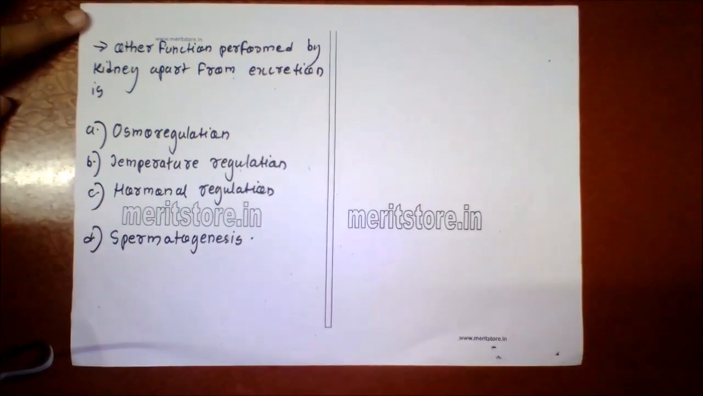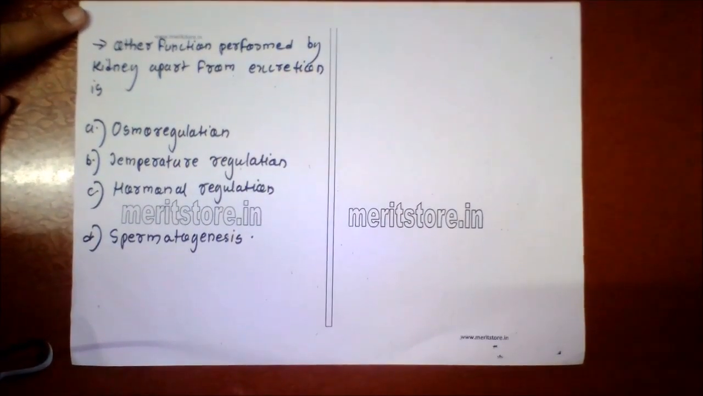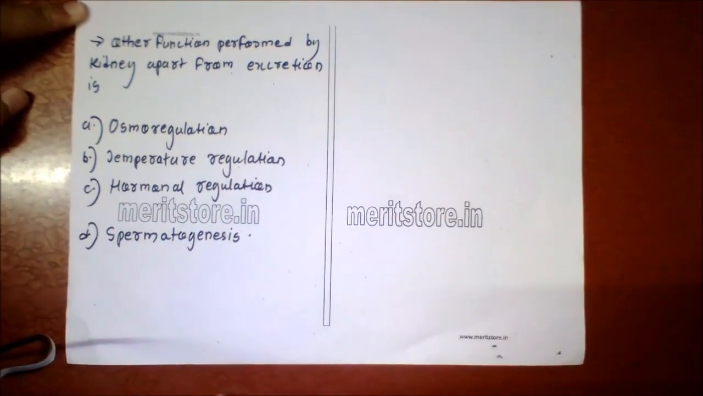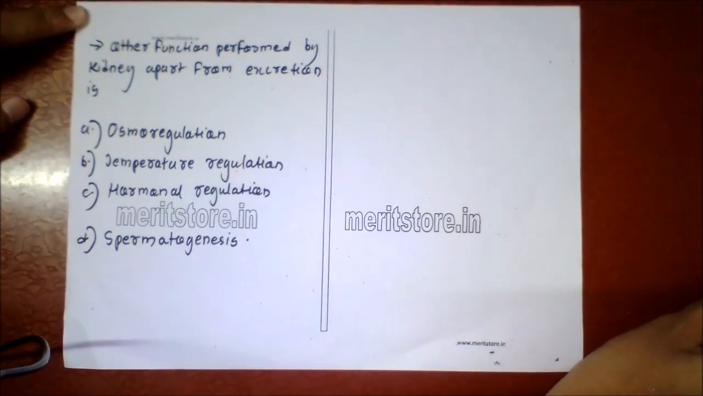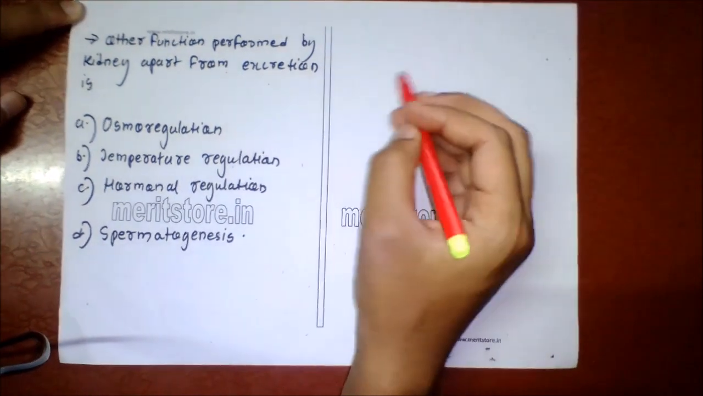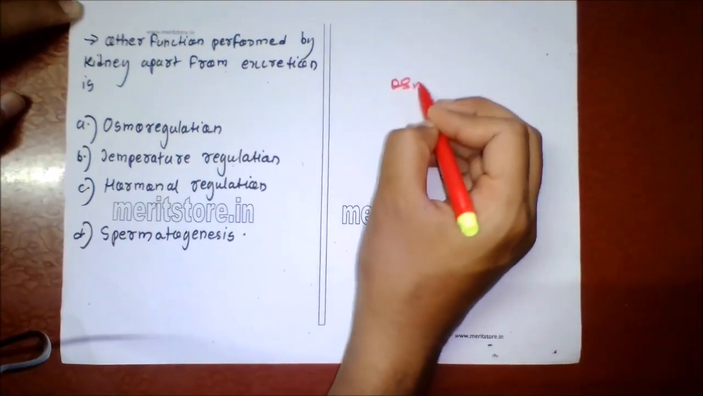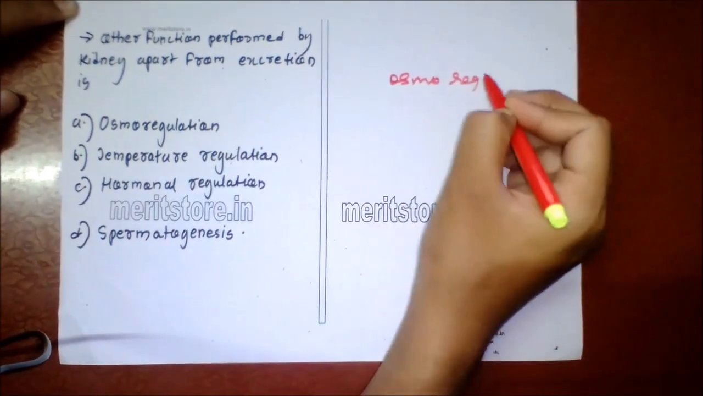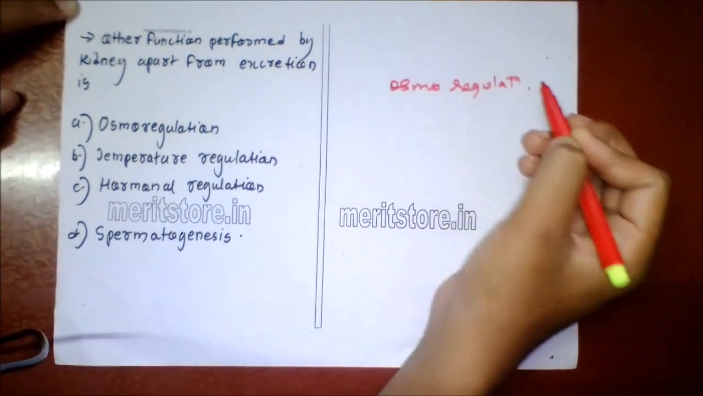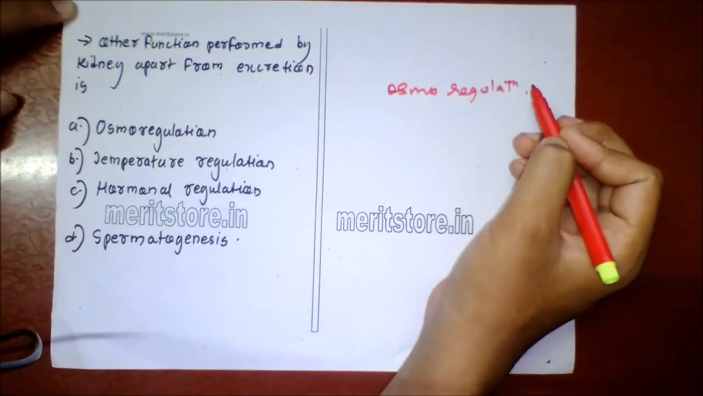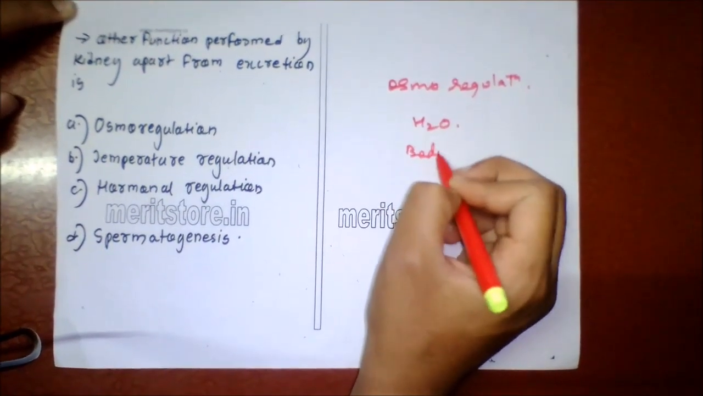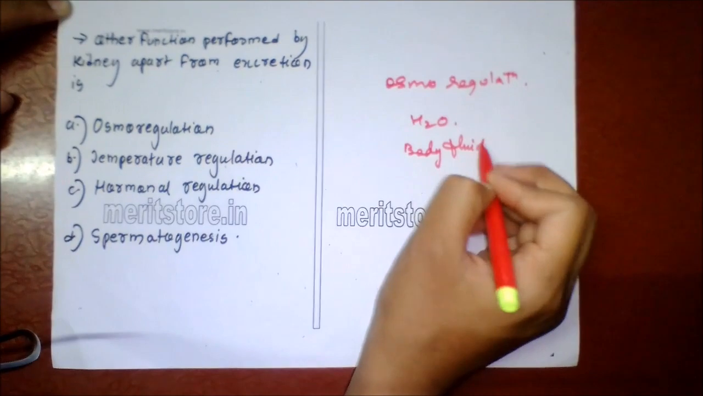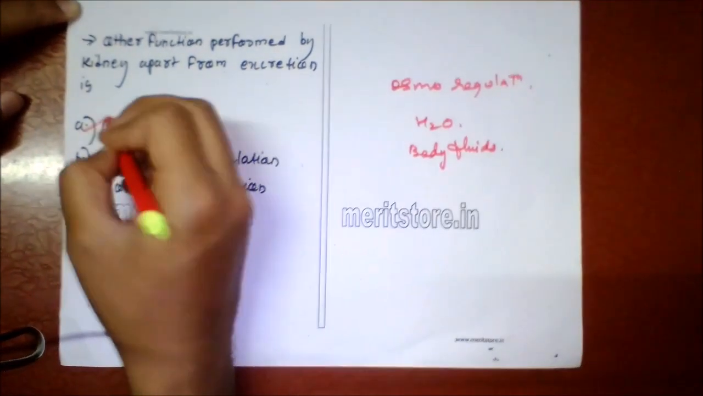The function performed by kidney apart from excretion is: A. osmoregulation, B. temperature regulation, C. hormone regulation, D. spermatogenesis. Besides removal of metabolic waste and impurities from the blood, kidney also performs the function of osmoregulation, which is regulation of osmolality by regulating the amount of water in body fluids. So option A is the correct answer.